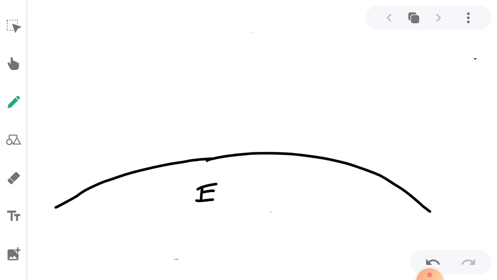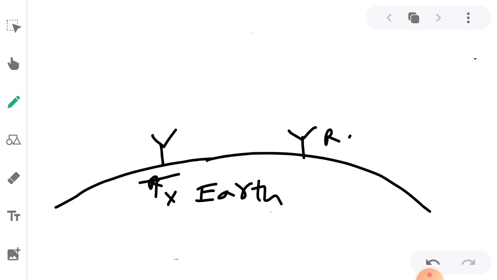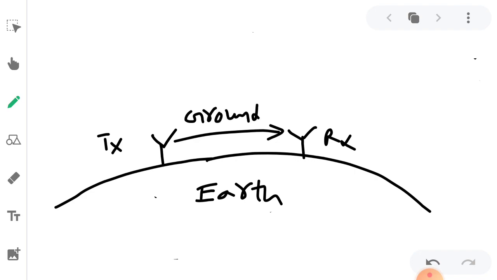This diagram you have to draw in the exam. This is the earth surface, with the earth's curvature. Now we have the transmitter antenna here, and the receiver antenna at a short distance. This type of wave propagation is ground wave propagation.